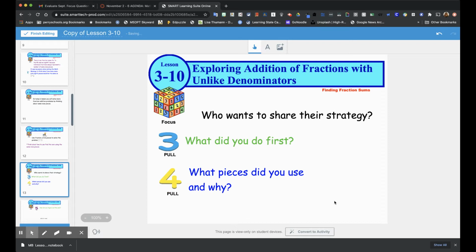So I want you to think about these two questions while you're at home. Thinking about how would you share how you completed the strategy? What did you do first? What was your very first step? And what pieces did you use? Why did you choose to use those?